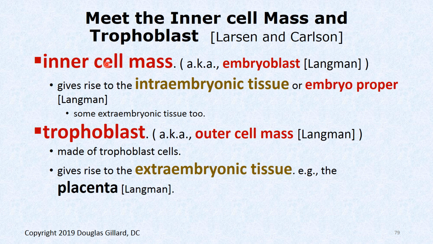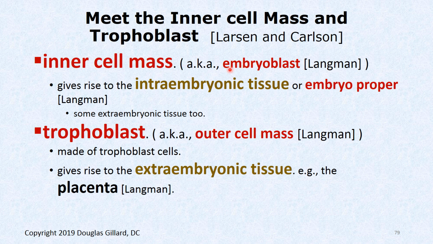So let's recap. We have an inner cell mass, which are the cells that stay inside. Watch out for these darn AKAs. The authors are terrible. Langman is a board book, so you've got to know embryoblast as an AKA for inner cell mass. And how do you study this stuff? Embryology is not easy. You just got to make some note cards, or however you do it, make your lists, and you got to memorize these names.